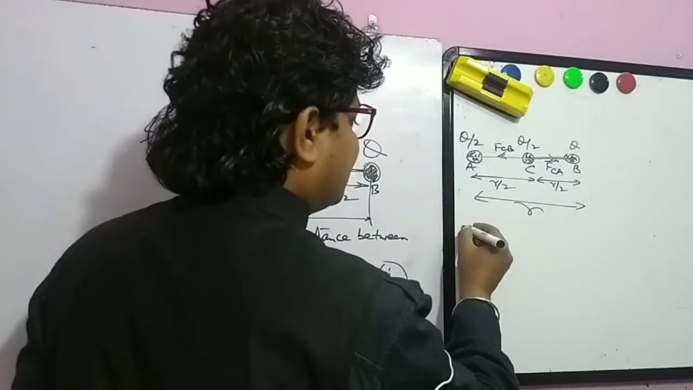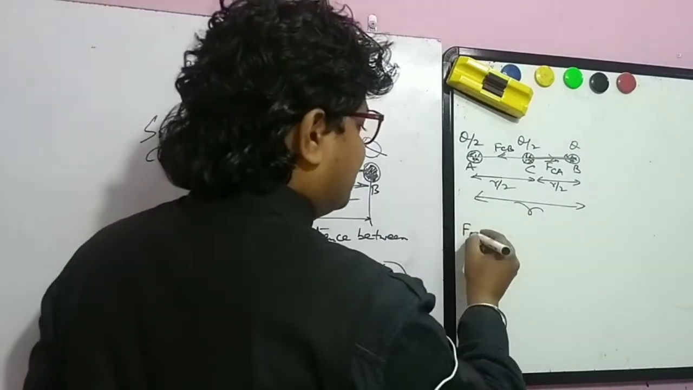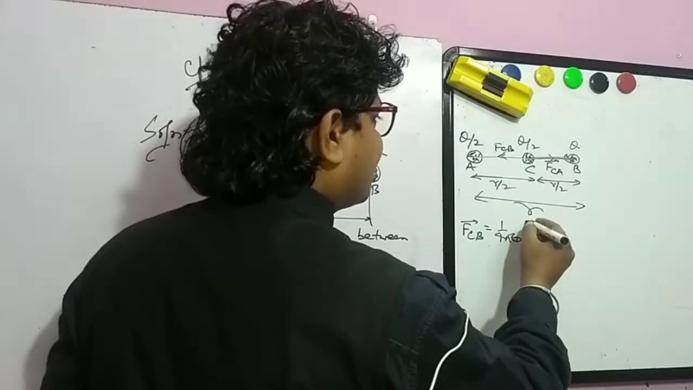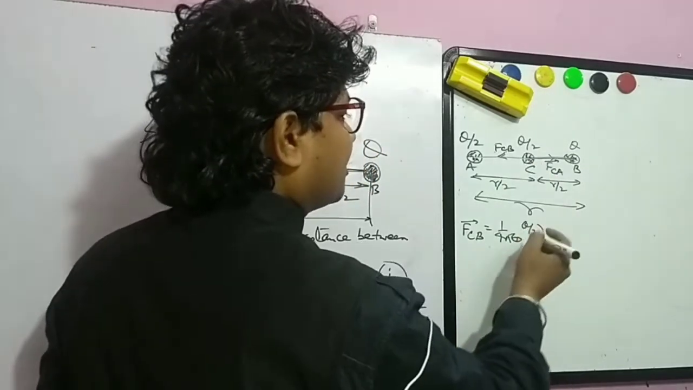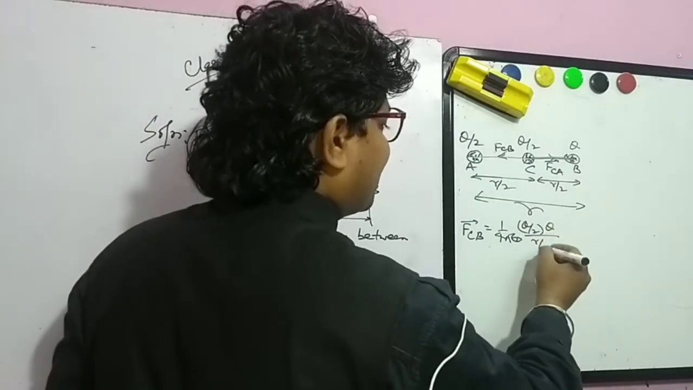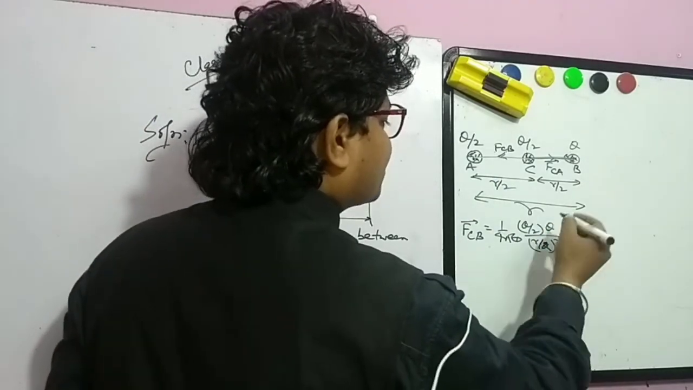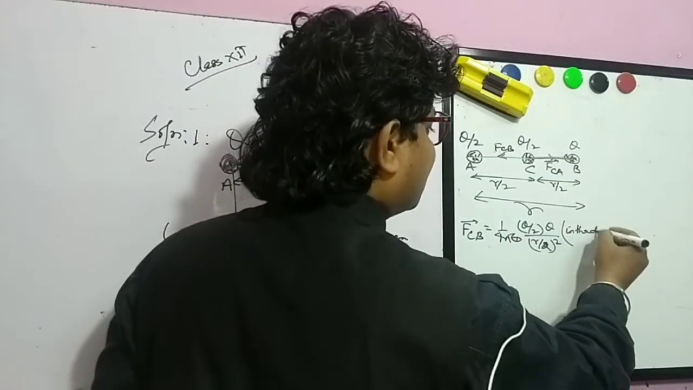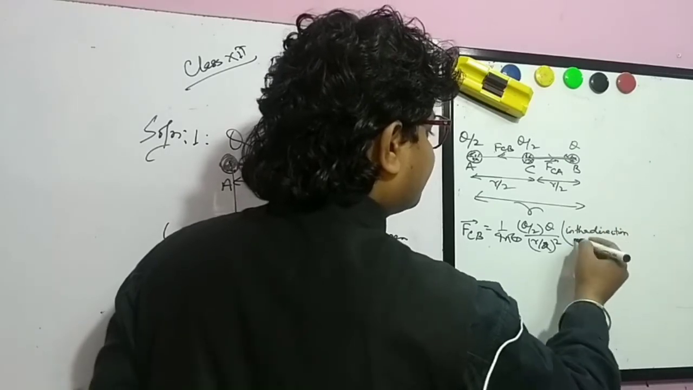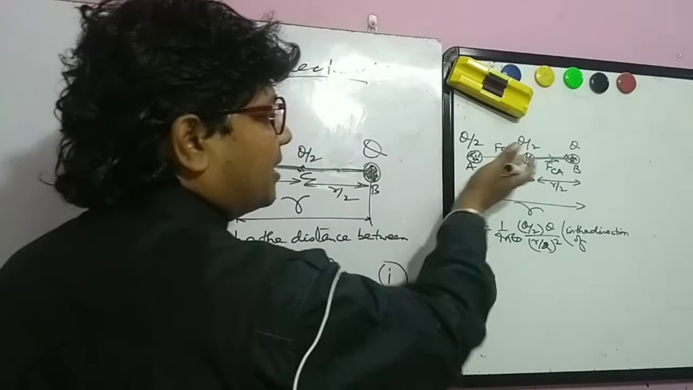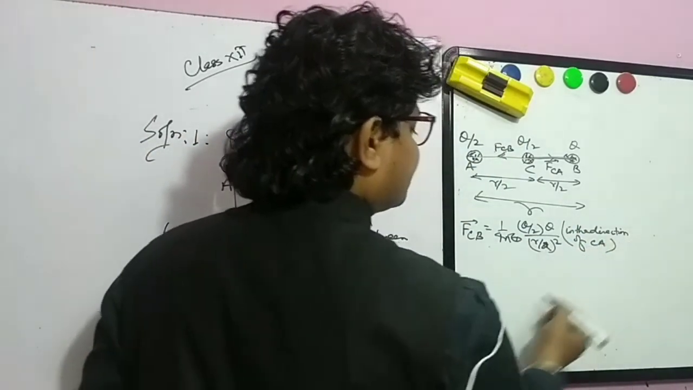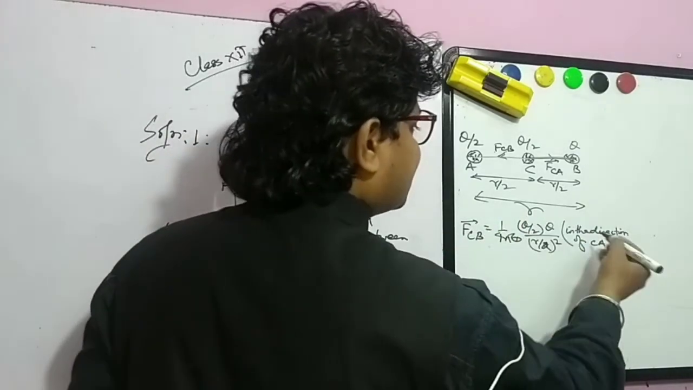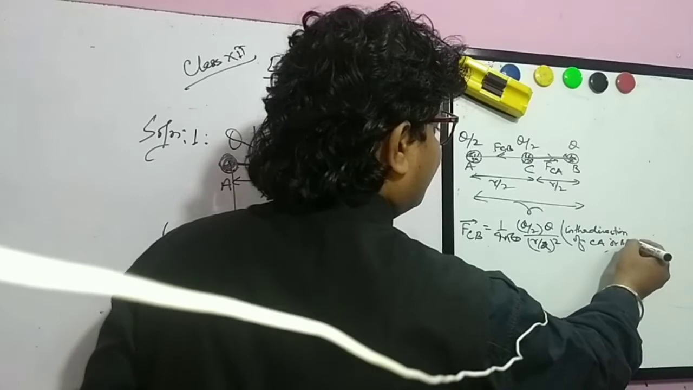So what we are writing here, FCB vector will be equal to 1 upon 4 pi epsilon naught, Q by 2 into Q divided by (r by 2) whole square, and this vector is in the direction of CA, that is C to A, or we can say BC.